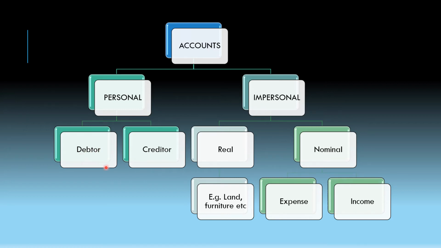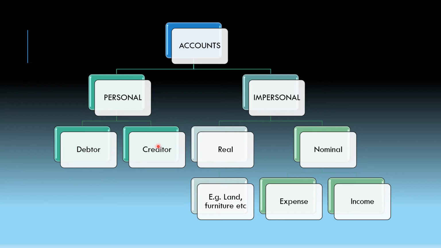Now, we have already talked about these two, but just very briefly. So, debtor, who is a debtor? A debtor, we can think of it as someone whom you sell the goods to on credit. The customer who you sell to on credit, meaning he hasn't paid you any money yet. So a debtor is someone who owes you the money.